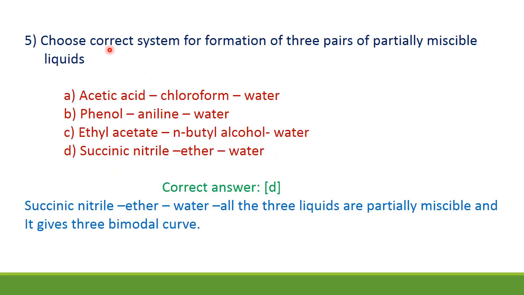Question number 5. Choose the correct system for the formation of 3 pairs of partially miscible liquids. We have already seen this. D, succinic nitrile, ether, water. In this, all 3 pairs are partially miscible. You will get 3 binodal curves. Succinic nitrile, ether, water: all 3 liquids are partially miscible and it gives 3 binodal curves. The correct answer is D.